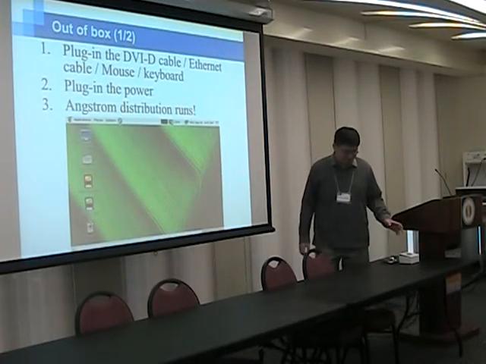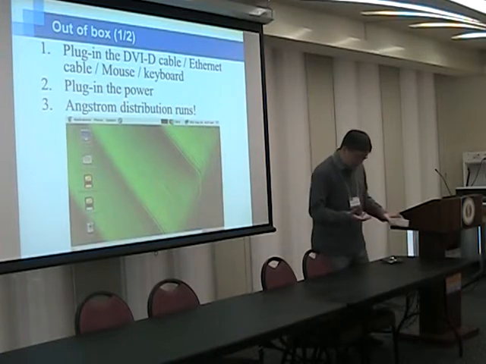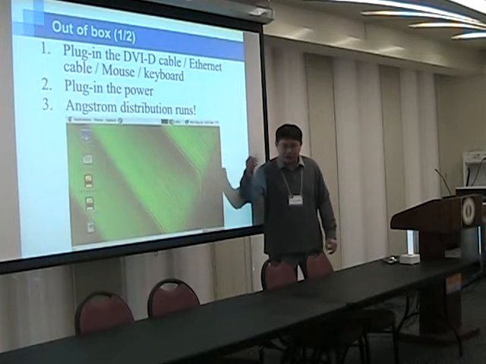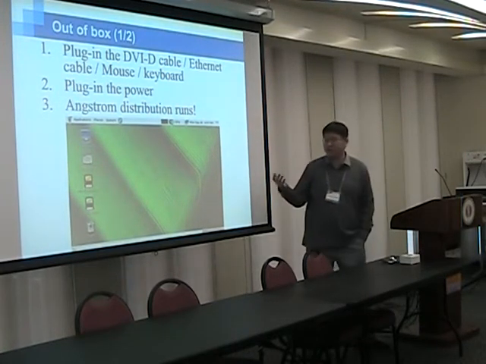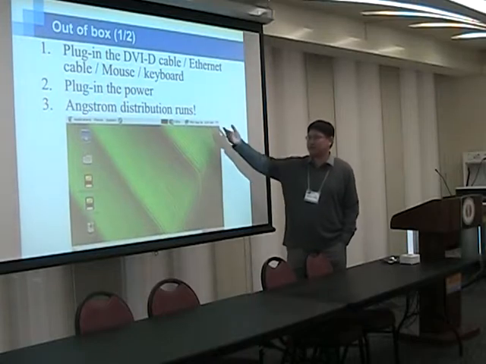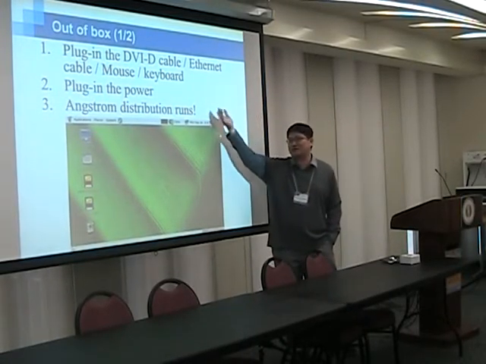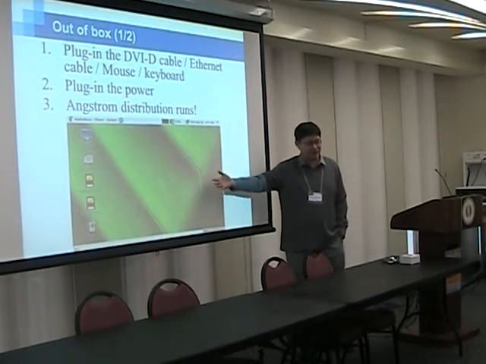So when you get the BeagleBoard, it's going to look like this. This is the box. So what are you going to do? Basically, it comes with the pre-installed Angstrom operating system on a 4 gigabyte micro SD. If you want to start using it, the simplest way is to plug in the DVI-D to your monitor, Ethernet, mouse, keyboard, and plug in the power. Then your Angstrom runs. This is what you're going to see.